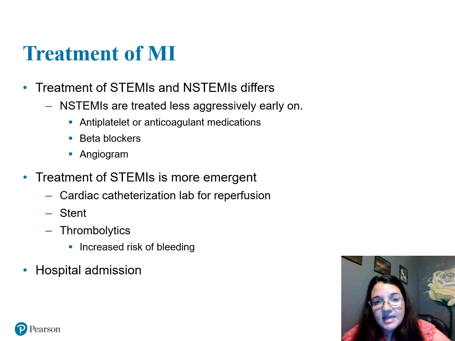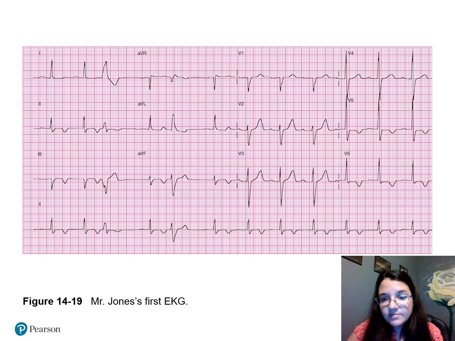Treatment of a STEMI and non-STEMI differ. Non-STEMIs are treated less aggressively early on. They're given antiplatelet or anticoagulant medications, beta blockers, and an angiogram. Treatment of a STEMI, you're going to get a cardiac catheterization for reperfusion, a stent, thrombolytics, which increases your risk of bleeding, and hospital admission. Make sure you know these, study those treatments before the next class.